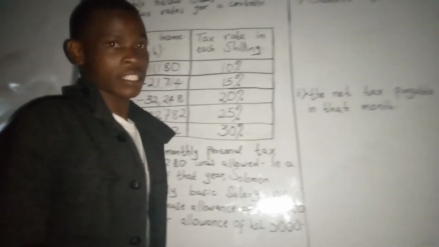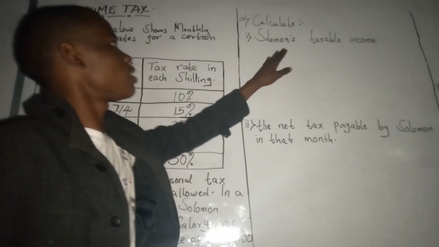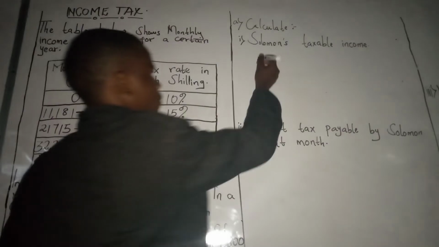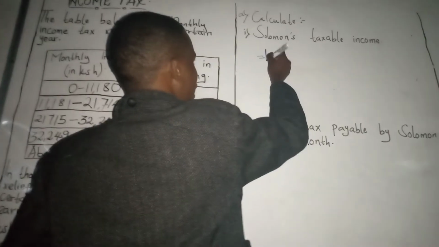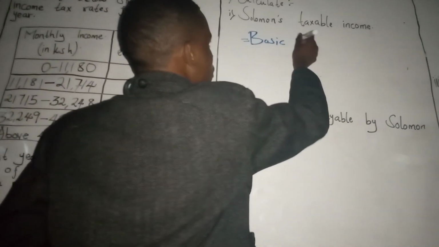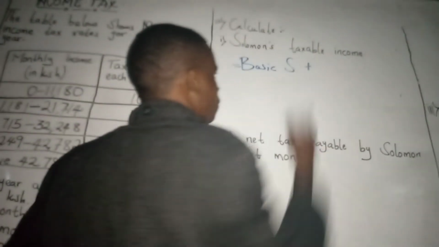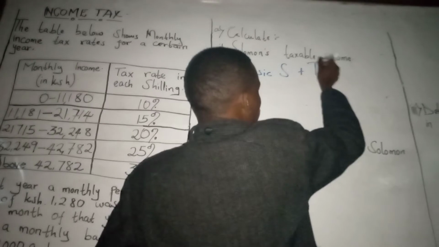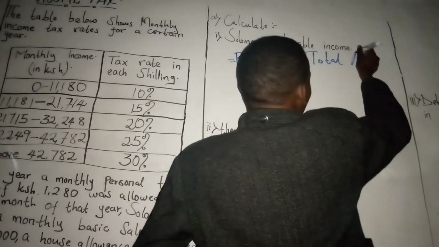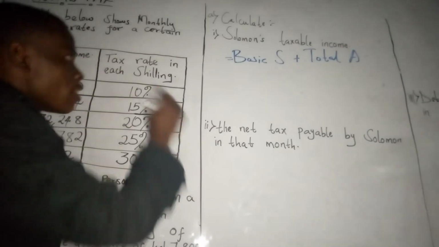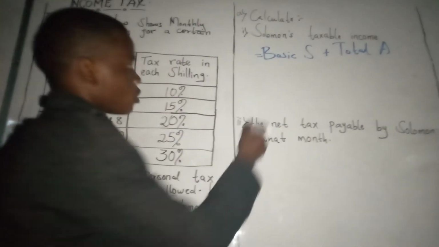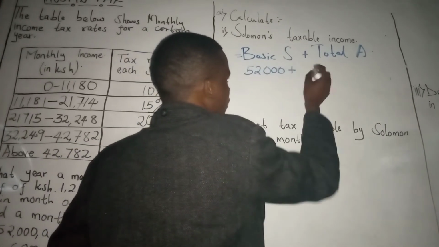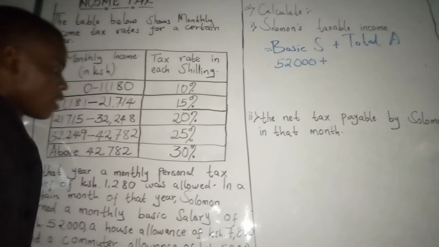Now, let's look at the first question. The first question states, calculate Solomon's taxable income. You have to understand that taxable income is equal to basic salary plus the total allowances that Solomon was given. So basic salary of Solomon was 52,000, so it is going to be 52,000 plus all the allowances that Solomon was given.